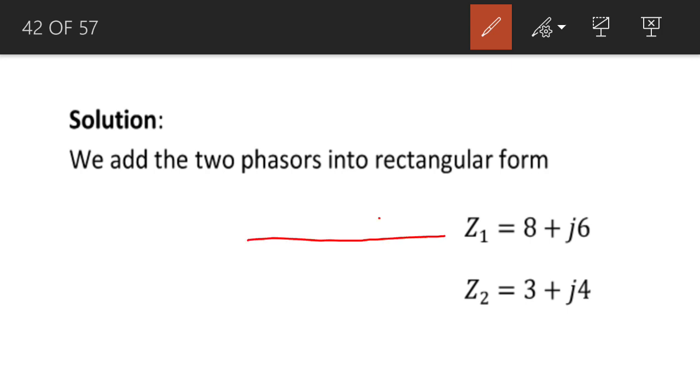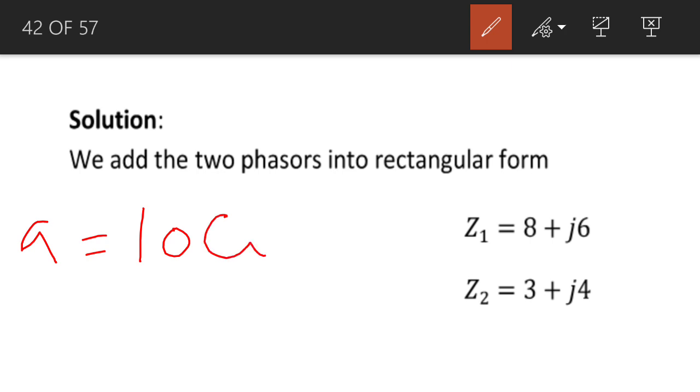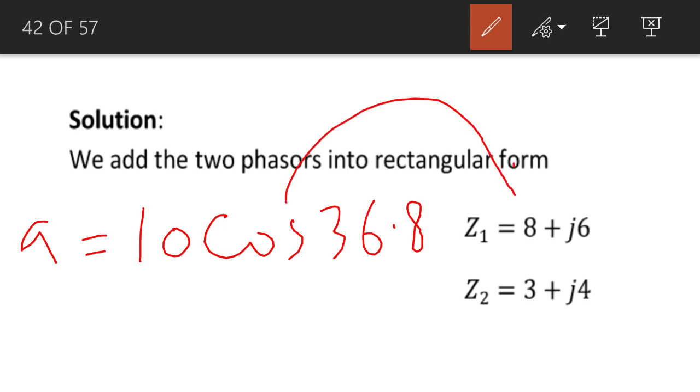So we convert Z1 into rectangular form. The real component of Z1 is 8. The imaginary component of Z1 is 6. You can do it with the help of calculators. If you want to do it with the help of equations, let me review the equations. A will be equal to 10 into cos of 36.8, and 10 into cos of 36.8 is equal to 8.